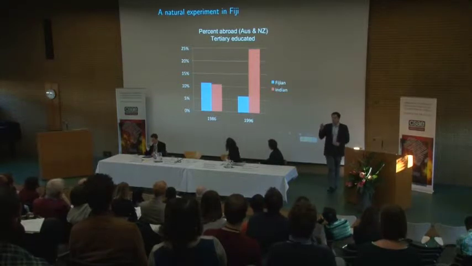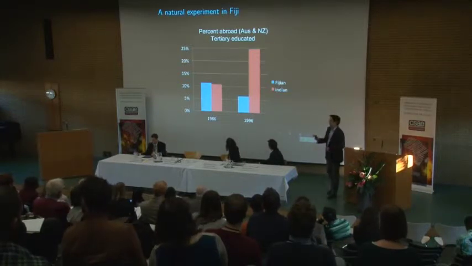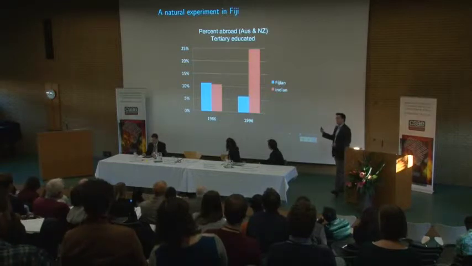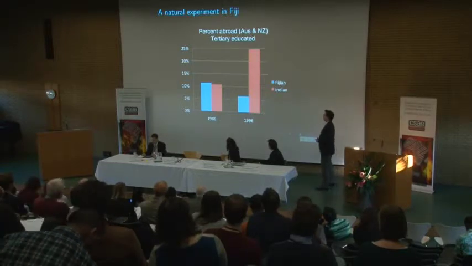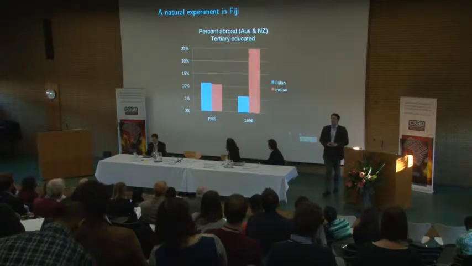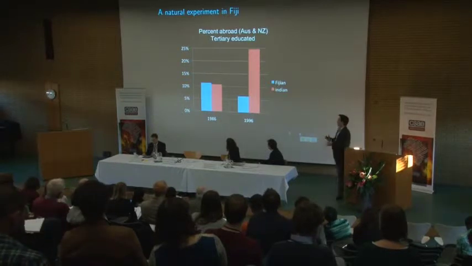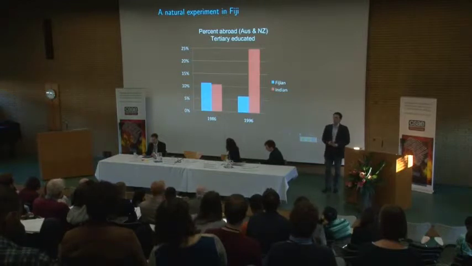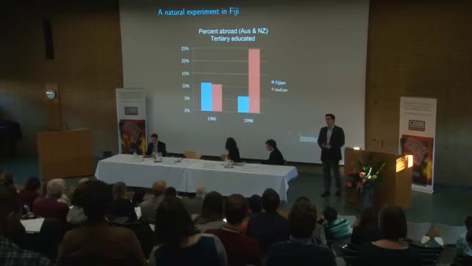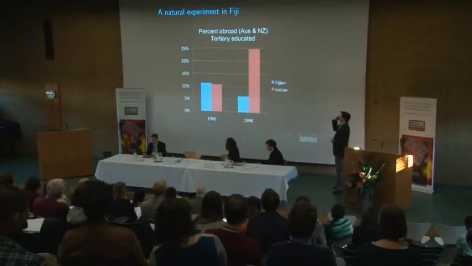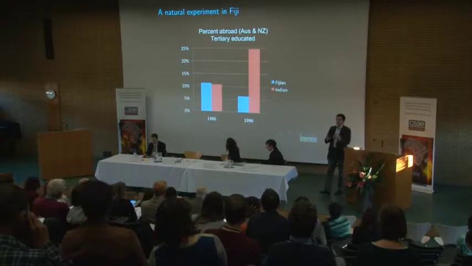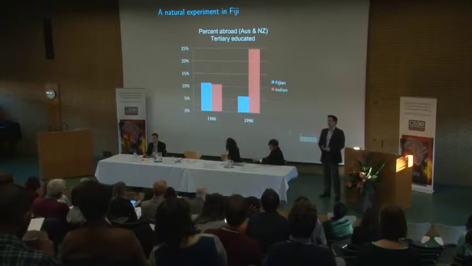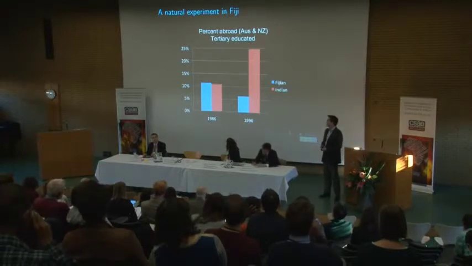So here, in 1986, the year before the first coup, and 1996, 9 years later, at 2 census points, you can see the fraction of tertiary graduates by ethnic group, Indians in red, Fijians in blue, before and after the coup. Just a gigantic gap of 20 percentage points in the fraction who are outside the country, that is, showing up in the censuses of Australia and New Zealand, the 2 principal destinations.